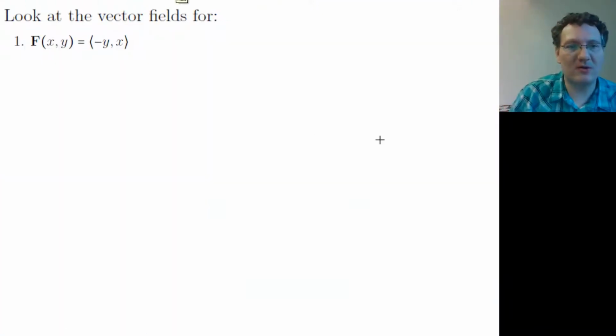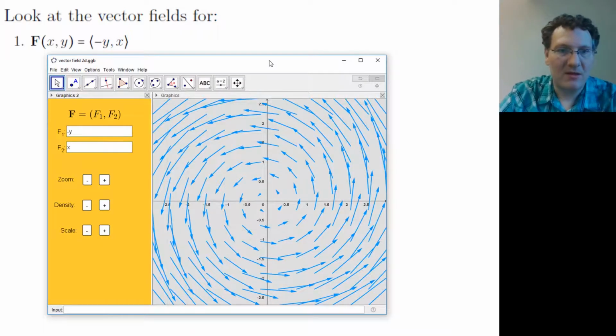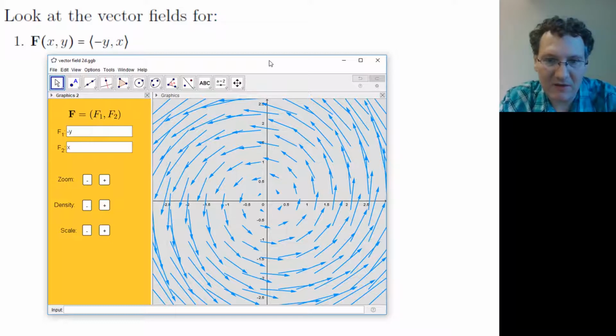So here I'm going to actually do exactly that. I'm going to use software. So this is a picture of what this vector field, the vector field (-y, x), would look like. You can see you definitely do have this spiral, where the magnitudes of these vectors increase as you get further and further away from the origin.